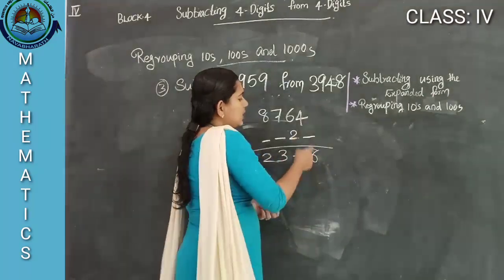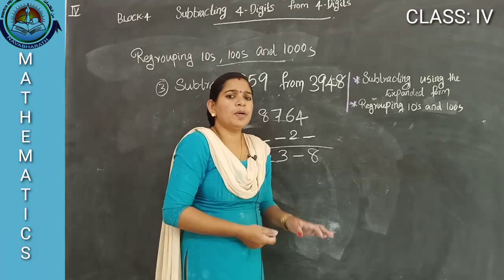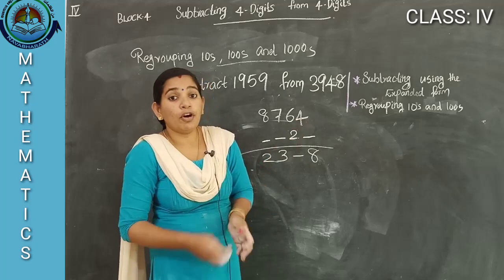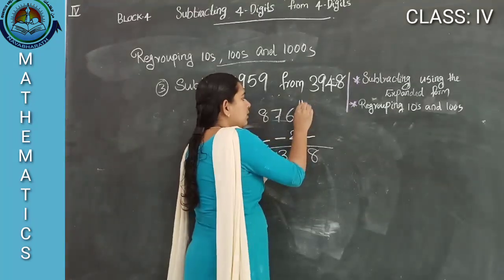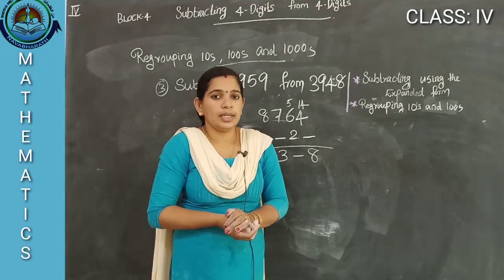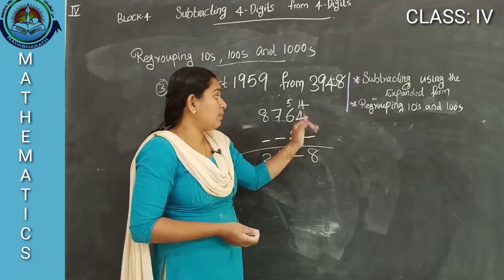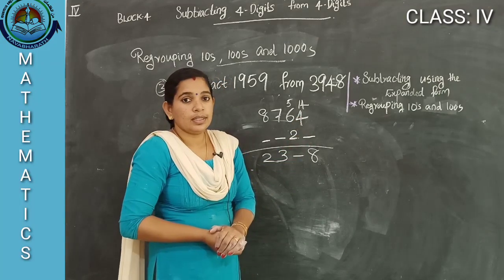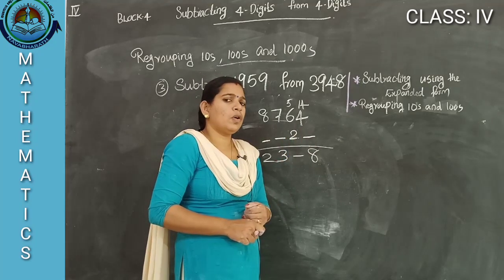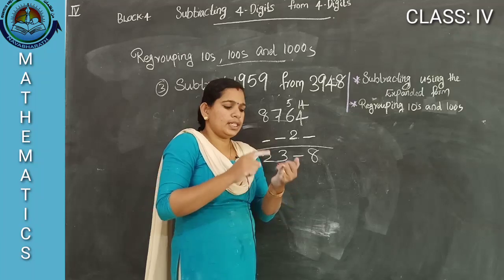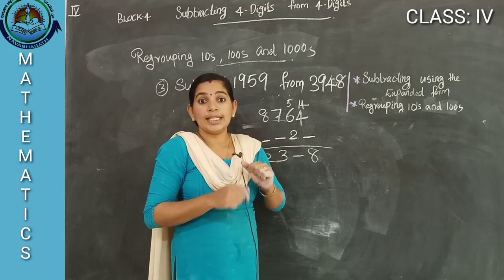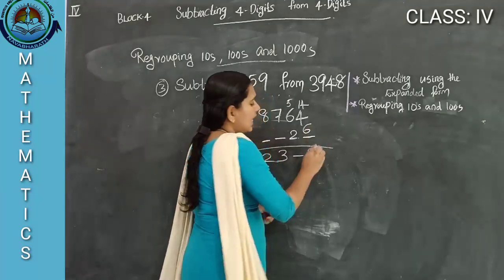Okay, 4 minus any number, it's not possible. 4 minus any number is 8. So this becomes 8, 14. This 4 becomes 14, this 6 becomes 5. 14 minus 8. 14 minus one number is 8. So we will check it. Which number? 14, 8 is there. So 8, 9, 10, 11, 12, 13, 14. How many? 6. So 14 minus 6 is 8.